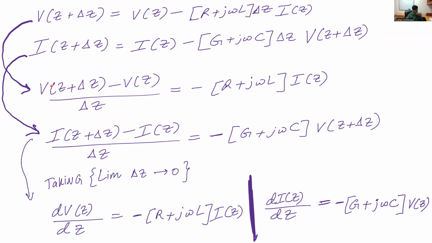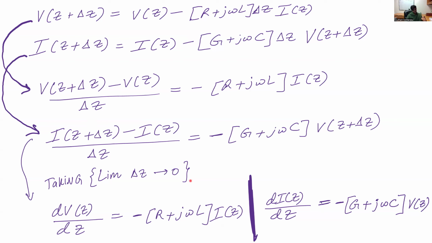So this is V of z plus delta z, which is the voltage at some location delta z forwards along the z direction, minus the voltage at the location z, over the differential displacement, which is delta z. So if I take the limit delta z tends to 0, this is essentially just going to be the derivative of V at the location z. So it's going to be dV of z by dz. Similarly for the current as well.